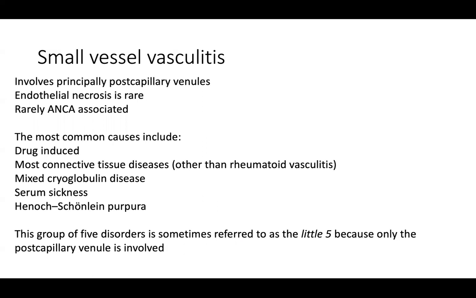Rarely, small vessel vasculitis, in terms of the pure small vessel vasculitis, is ANCA associated. Again, that doesn't count the fact that you can have both small and medium size in ANCA-mediated vessel disease. The most common causes include drug-induced, connective tissue disease other than rheumatoid vasculitis, mixed cryoglobulin disease, serum sickness, and Henoch-Schönlein purpura. And this group of disorders is referred to as the little five by Dr. Elston because only the post-capillary venule is involved.